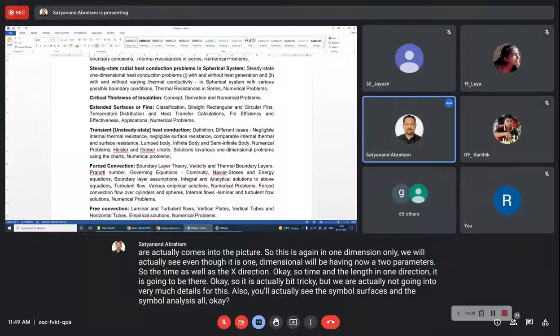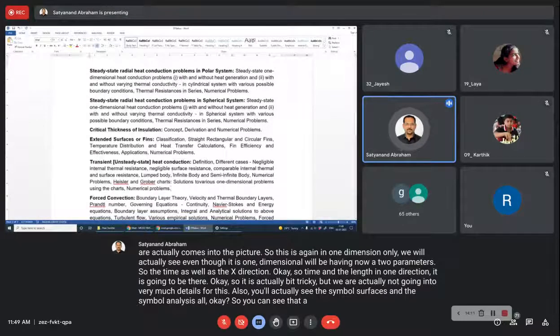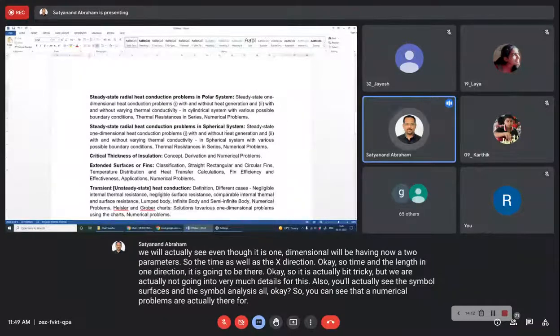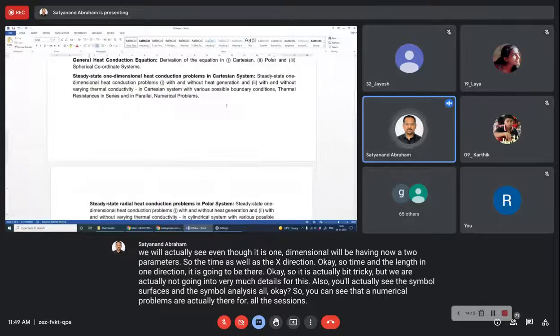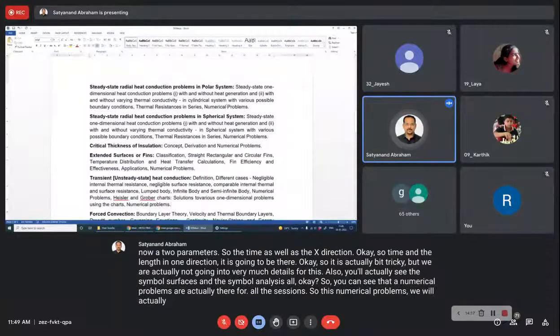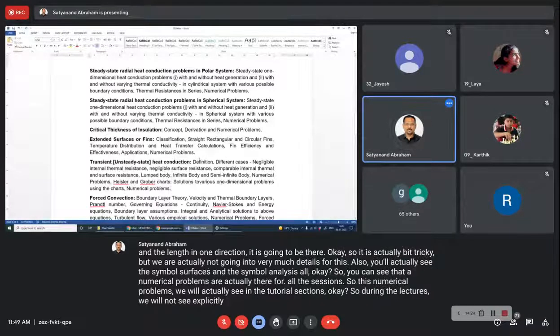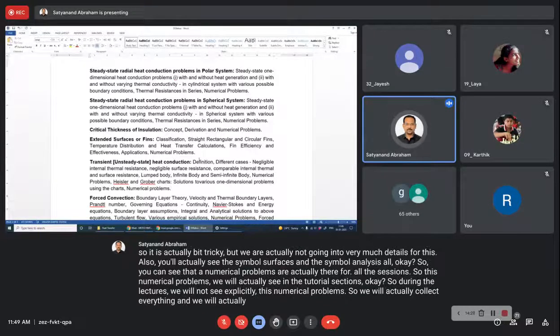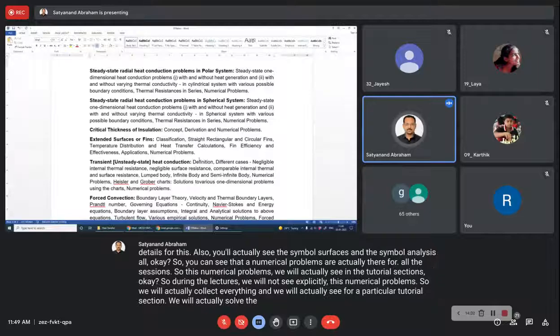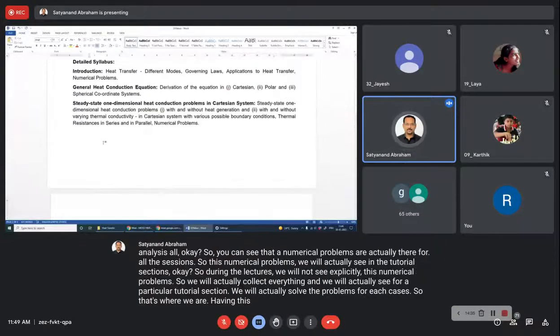Okay, so you can see that numerical problems are there for all the sessions. These numerical problems we will see in the tutorial sessions. During the lectures we will not see these numerical problems explicitly. We will collect everything, and in a particular tutorial session we will solve the problems for each case. So that's where we have these conduction problems.